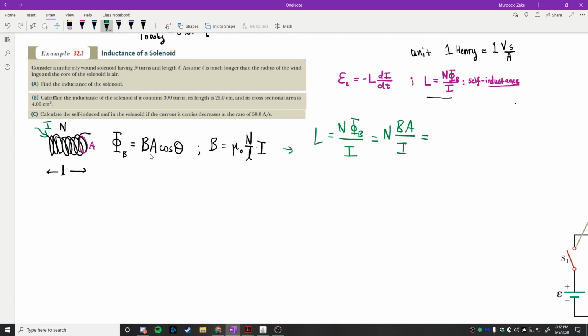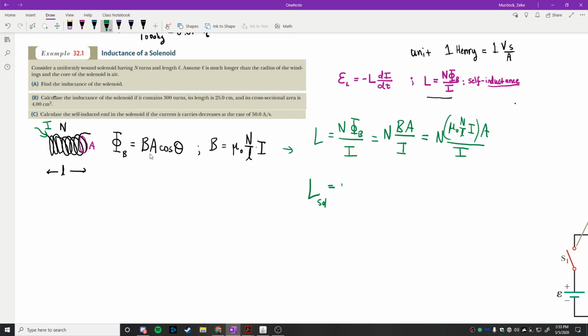N B A over I. B times A is the flux. And now we plug in the current, or the magnetic field B. In this equation, the magnetic field is given by mu naught times N over L multiplied by the current. That's the magnetic field, and then we multiply that times A, the area, and then we divide that by the current I. So we end up getting that the inductance of a solenoid is given by this expression here.